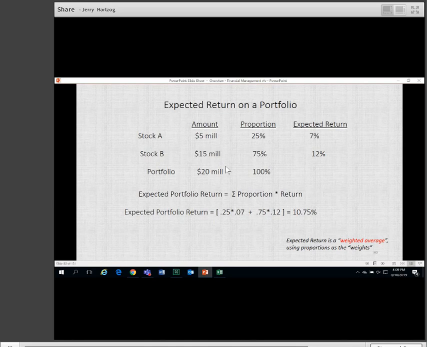So first step is, what is the proportion of stock A in the portfolio? Well, it's 5 million divided by 20, or 25%. Stock B, 15 million divided by 20 million, or 75%. And of course, proportions have to add up to 100%.